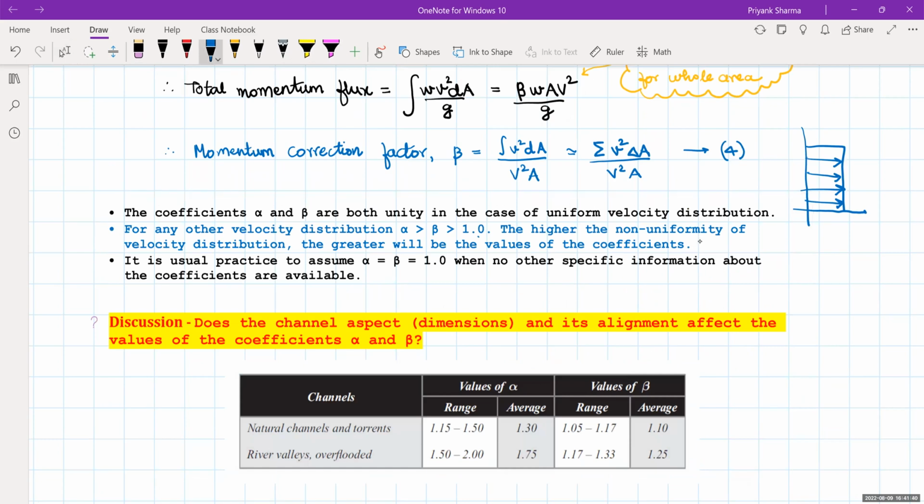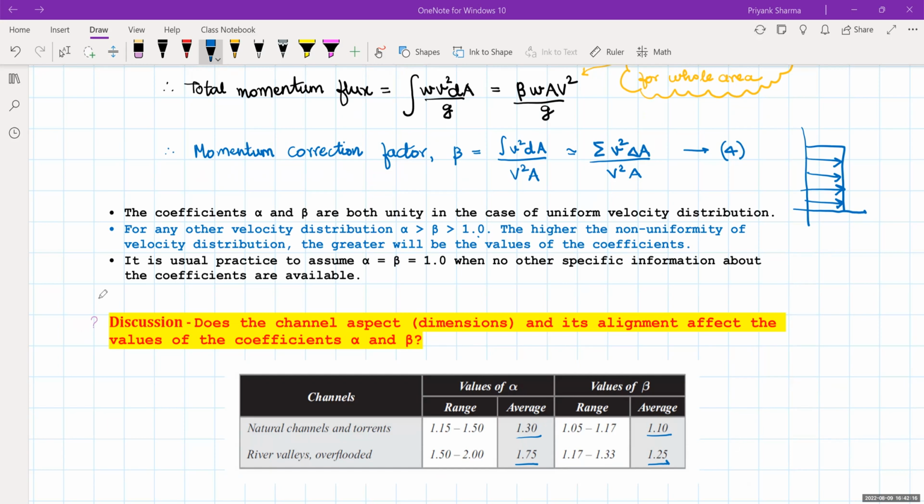Let us say if there is a natural channel, then alpha can be considered as 1.3 and beta can be considered as 1.1. If there is a river valley, then it is 1.75 and 1.25. So you can see the values of alpha and beta are also not constant. That prompts us to our next discussion question: does the channel aspect, that is the dimensions of the channel, and its alignment affect the values of the coefficients alpha and beta?